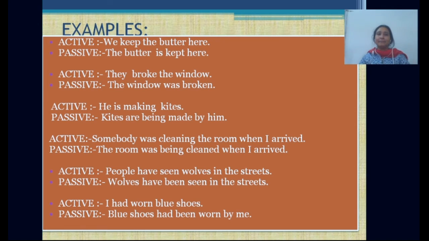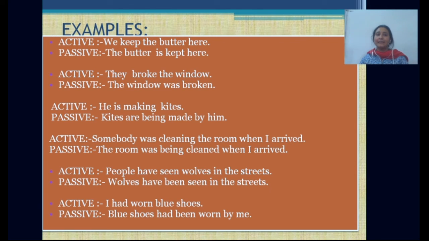Now we'll take some examples. We keep the butter here. Now when we change into the passive, our subject gets converted to the object, and the object gets converted to the subject, and the sentence is in the present tense. So the butter, which is the object, becomes the subject. It is in the present tense, so we are adding the auxiliary. The verb keep becomes kept, the V3 form, and here we can omit the doer.